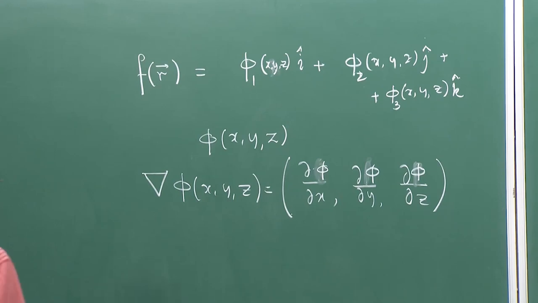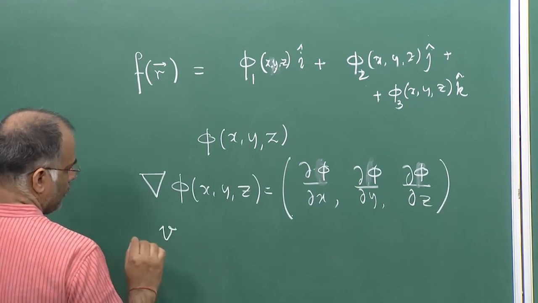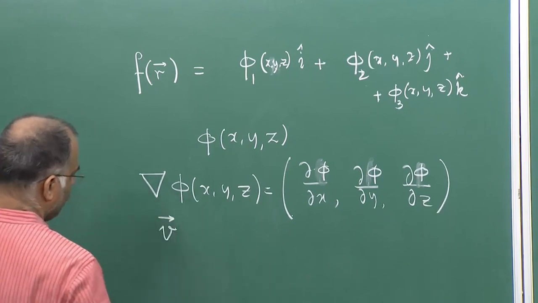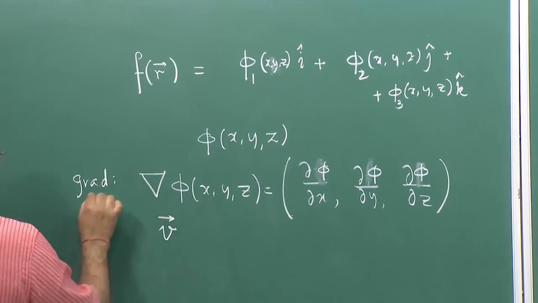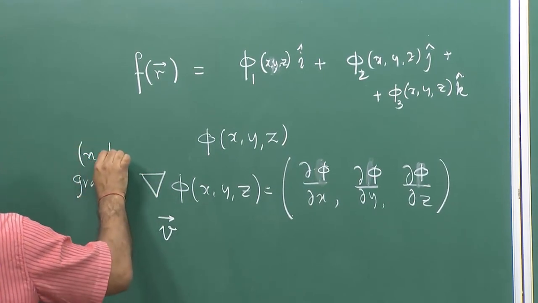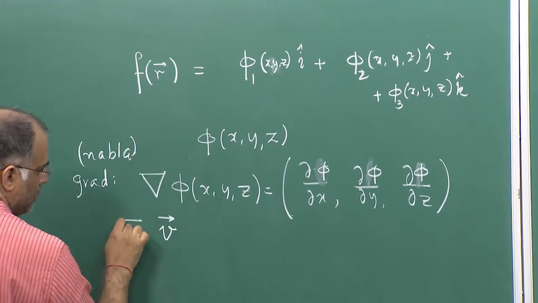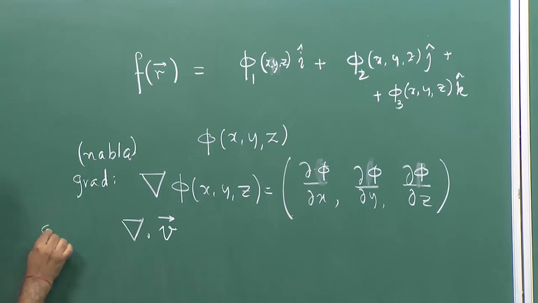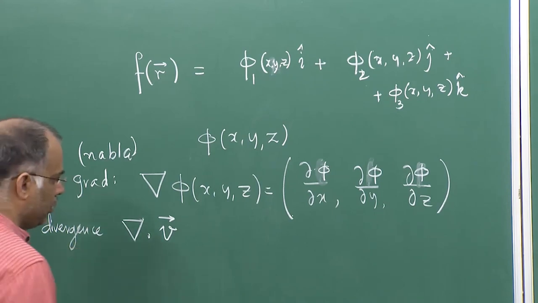There is a very important operation that, given a vector v, is called the grad operator. Physicists also call it the Nabla operator. And this is the divergence operator. How do I do it?